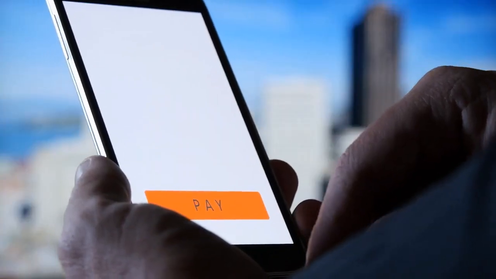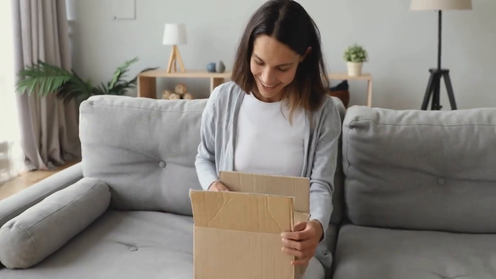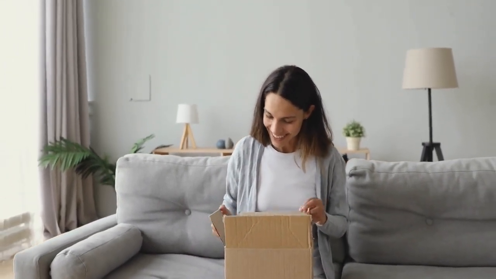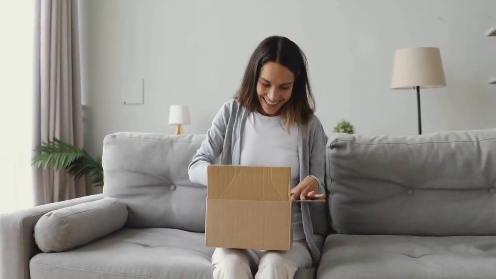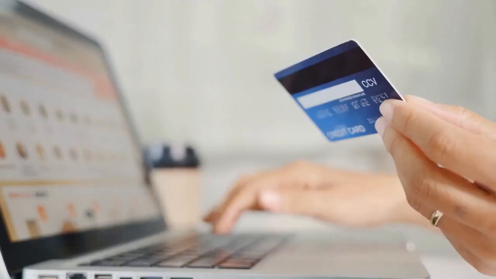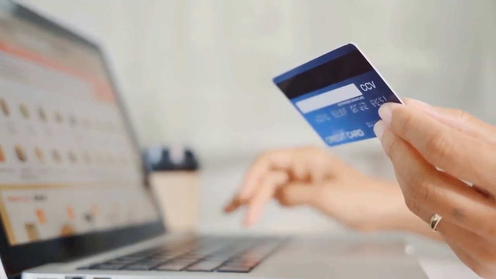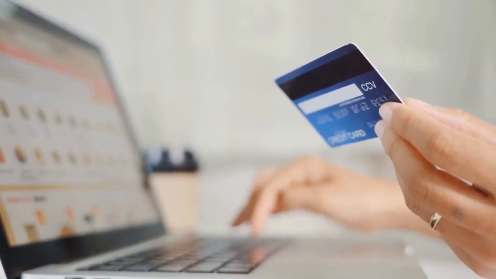Setting up payment and shipping options is a critical step in starting an online business. Customers expect a seamless purchasing experience, and providing multiple payment and shipping options can help ensure customer satisfaction and increase sales. When setting up payment options, you should consider the most popular methods, such as credit cards, PayPal, and Apple Pay, and ensure that they are secure and easy to use.